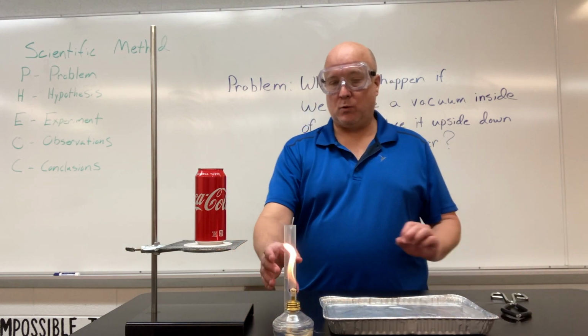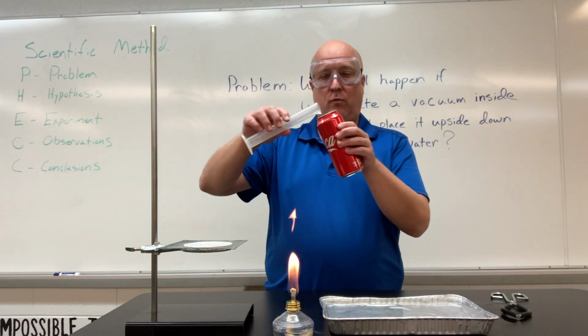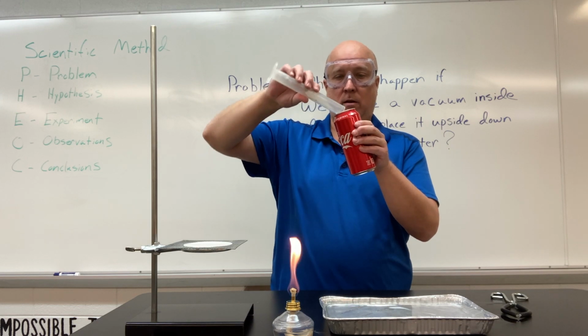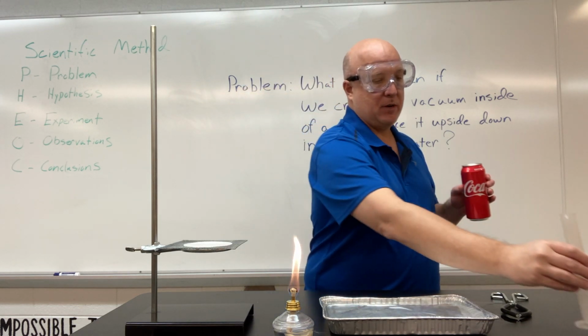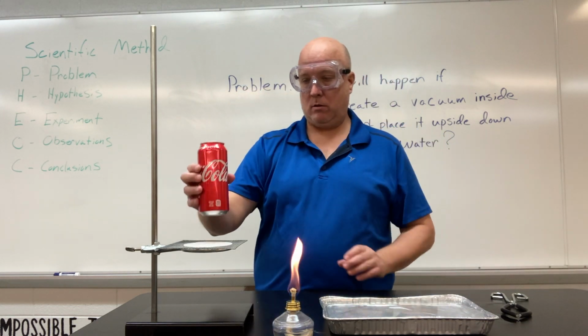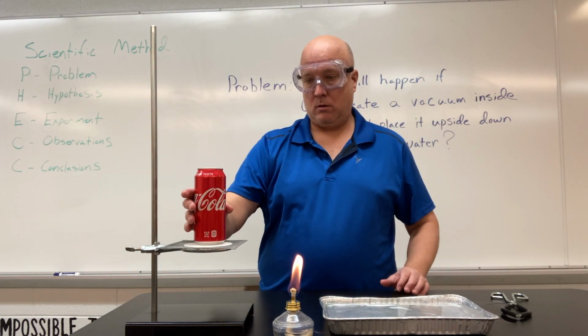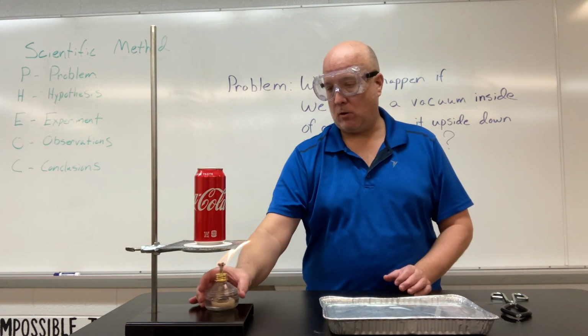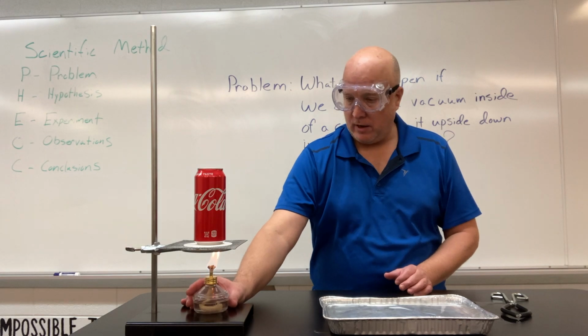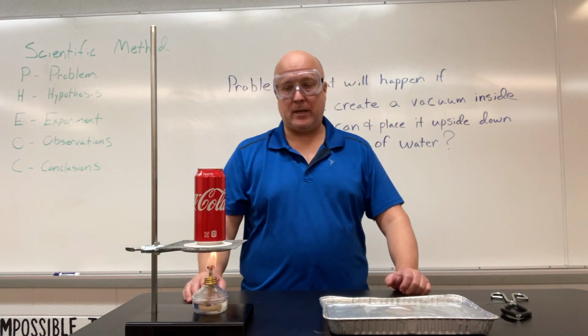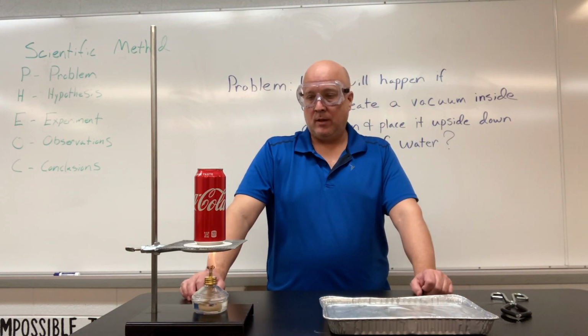What we're going to do is pour 30 milliliters of water into this can, and we're going to heat the water up until it boils. We're going to place this alcohol lamp right underneath it, and heat it up. It generally takes about 2 to 3 minutes.